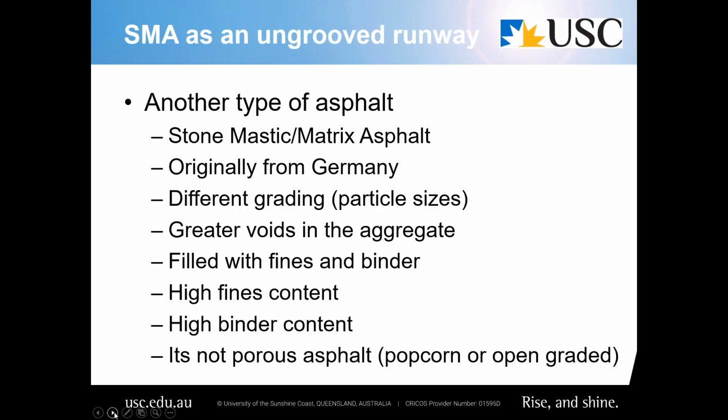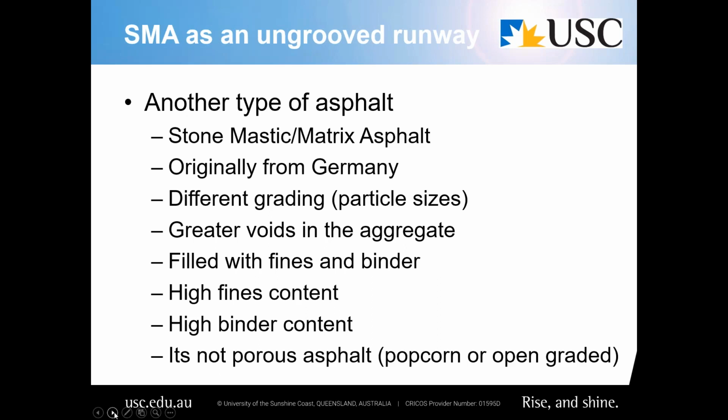The stone mastic asphalt, we call it stone mastic, in America they call it stone matrix asphalt. It's just another kind of asphalt. It was originally developed in Germany, primarily for resistance to damage under studded tyres that they like to use on their vehicles when it's snowing, for a bit of extra grip and to break up the ice.